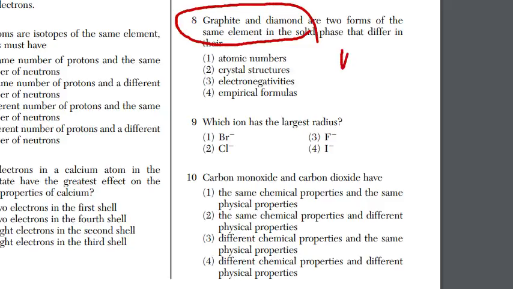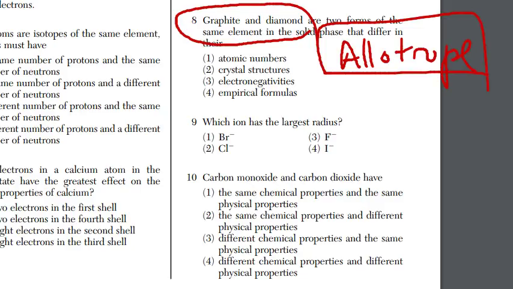Now, there is a vocabulary word known as allotrope. Don't confuse it with isotope. This definition, they never say the word allotrope, but you need to know we're talking about the same atoms, but different structures. Different structures result in different properties. So the answer is choice 2. So just make sure you know same elements, different structure, different properties.